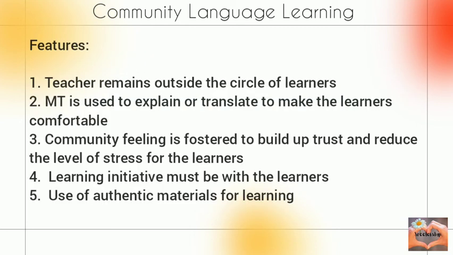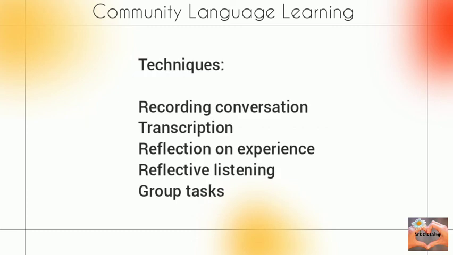Now, the features of this method are: the teacher remains outside the circle of learners. Mother tongue is used to explain or translate to make the learners comfortable. Community feeling is fostered to build up trust and reduce the level of stress for the learners. Learning initiative must be with the learners, and authentic materials are used for learning. Techniques used in this method are recording conversation, transcription, reflection on experience, reflective listening, and group tasks.